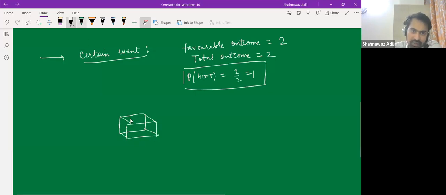Okay, so certain numbers are embedded on the dice. Let's say this is one, this is two, this is three, this is four, this is five, and this is six. So these are the numbers embedded on the dice, right? If I ask you, what is the probability that I get a number less than seven?